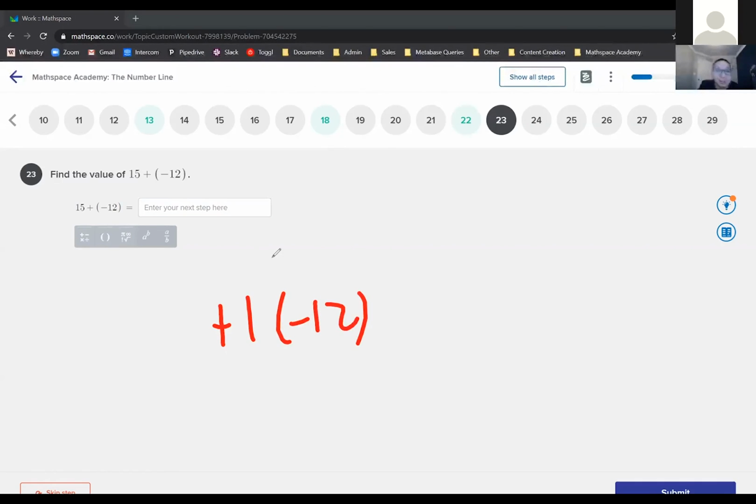And again, the 1 and the 12 don't do anything. It's just going to be 12. We just need to figure out what the sign is going to be. A positive times a negative is a negative number. So that means that's just going to be negative 12. So this is the same as 15 take 12, and 15 take 12 is 3.